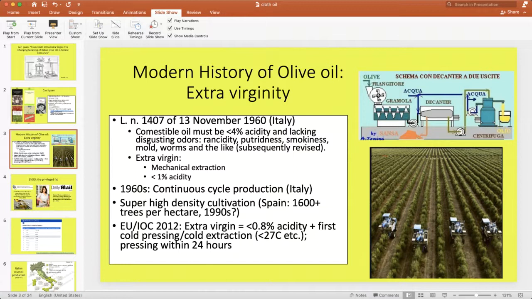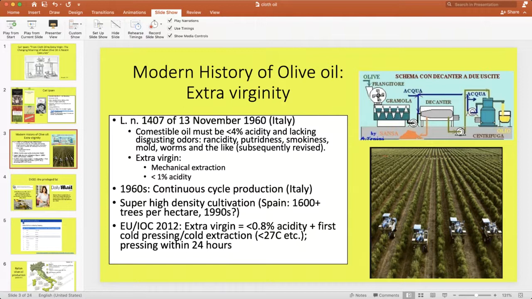And those are, in some sense, quantitative measures, but then also qualitative ones, that extra virgin oil must lack certain disgusting odors: rancidity, putridness, smokiness, mold, worms, and the like. That, of course, has always been a point of, it's just a subjective decision about whether oils have these qualities. And of course, there are tasting panels that have been developed and experts who deal in these qualities. It's a sort of a unique foodstuff in that regard.